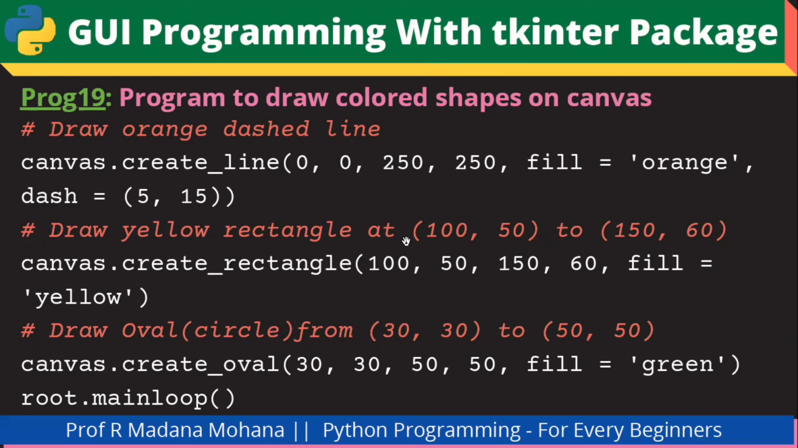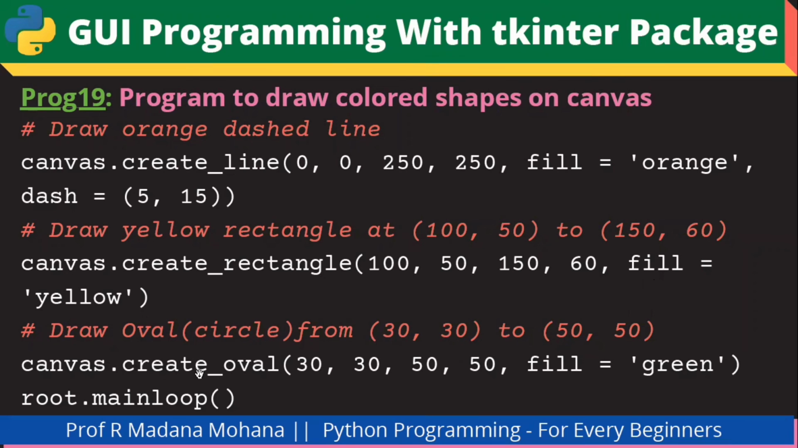Then you want to draw a rectangle at a particular position with a different color. Suppose that can be filled with yellow, with position 100, 50 to 150, 60 in this dimensionality. Now canvas dot create underscore rectangle. The dimensionality is 100, 50 first position, second position 150, 60. Fill equal to yellow. Then another shape, an oval, you want to draw from 30, 30 position to 50, 50.